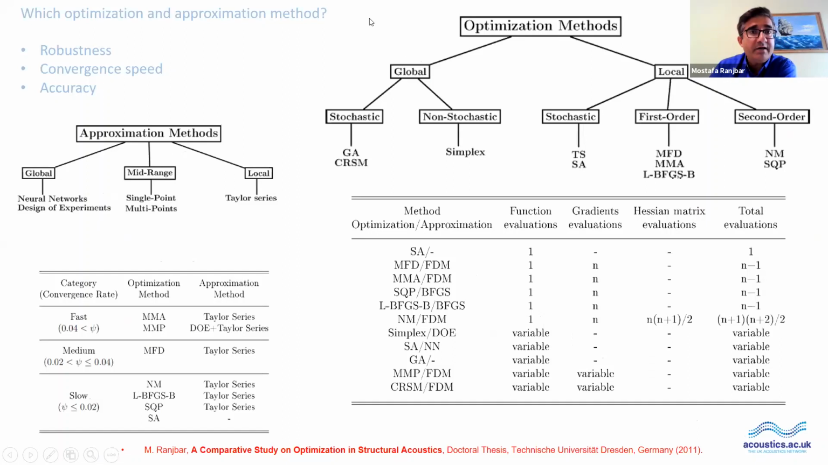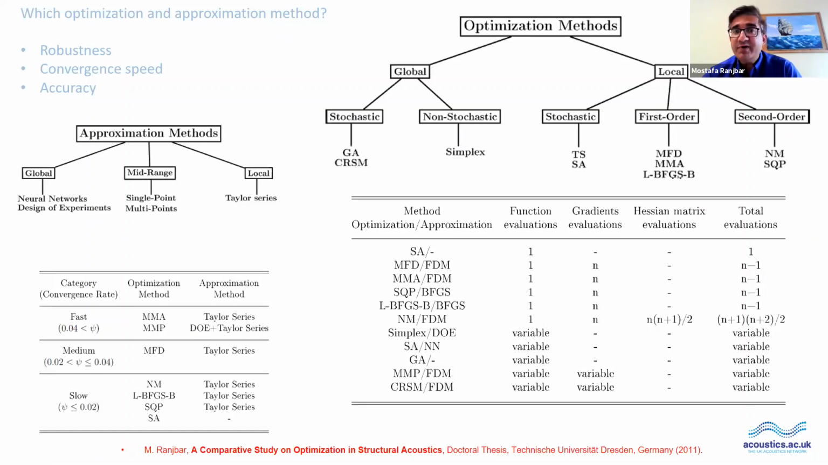So here we need to deal with different optimization and approximation methods. Some of them can provide a good convergence speed, some of them are more accurate. Robustness is another issue. What I'm showing is from my PhD thesis from 2011.